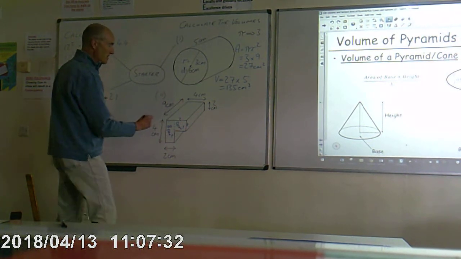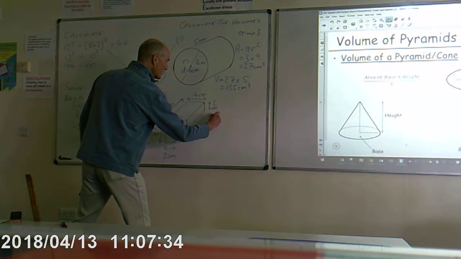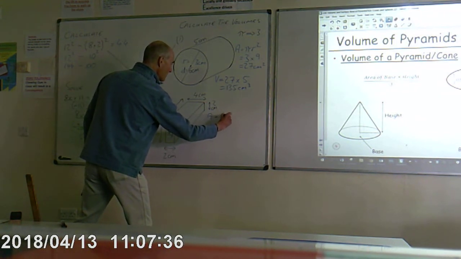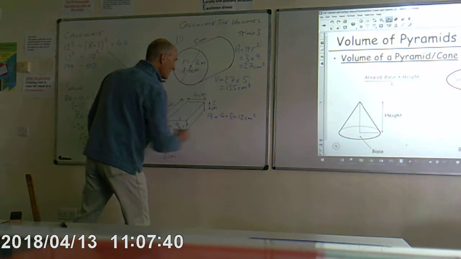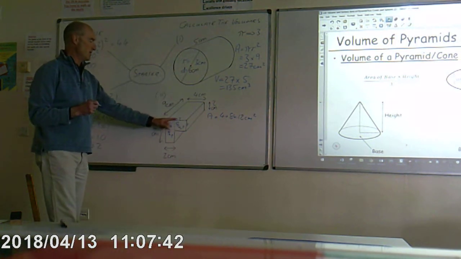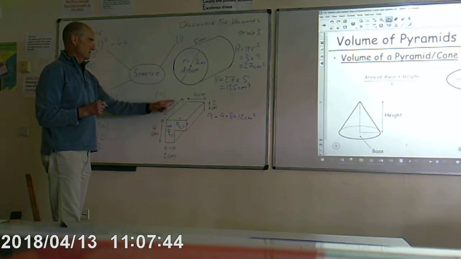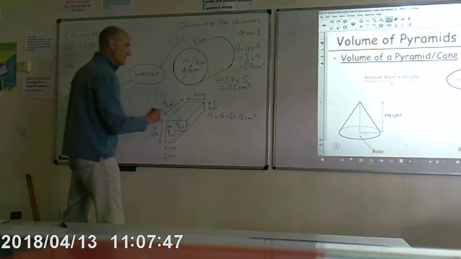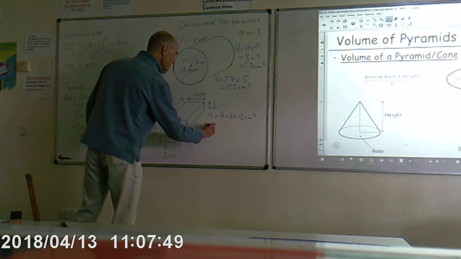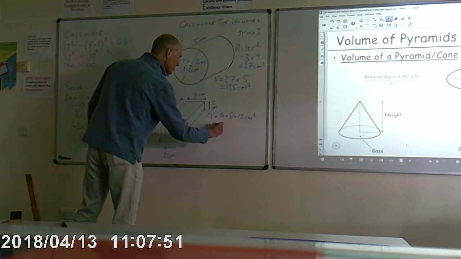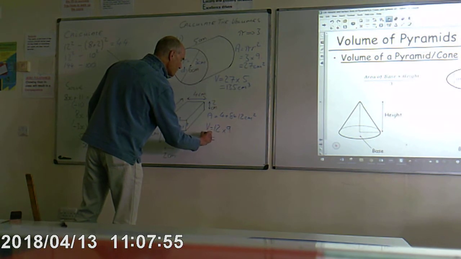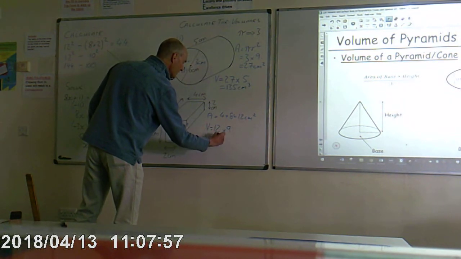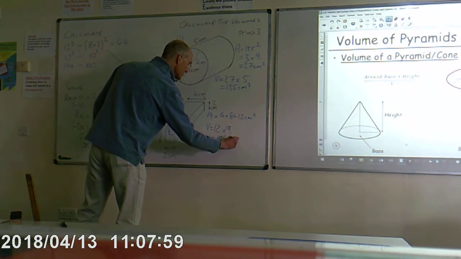So the area of the cross section is 4 plus 8 is 12 centimetres squared. So that's the area at the end. The length is 9 centimetres, so the volume is our 12 centimetres squared times 9. Our volume is 108 centimetres cubed.